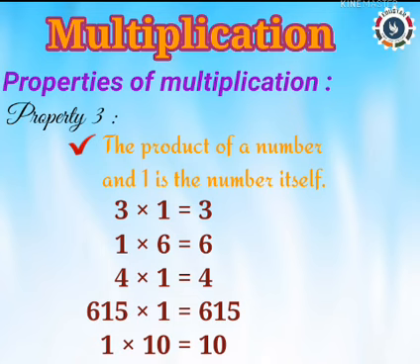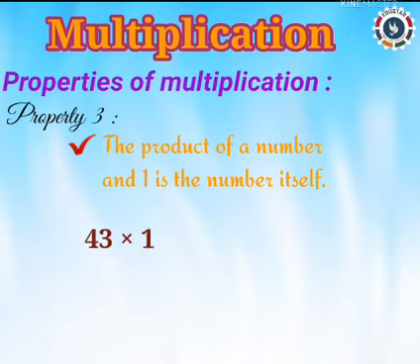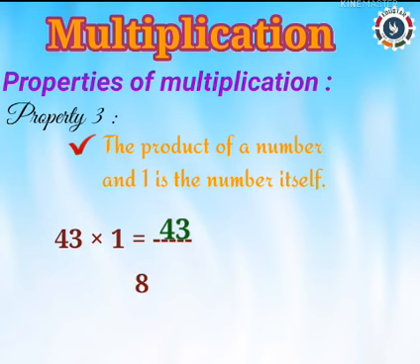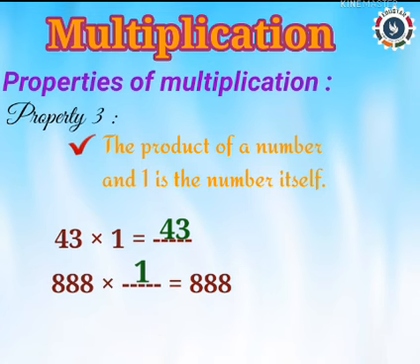You try this. 43 into 1 is equal to dash. The answer is 43. 888 into dash is equal to 888. The answer is 1. Dash into 1 is equal to 300. Here the answer is 300.